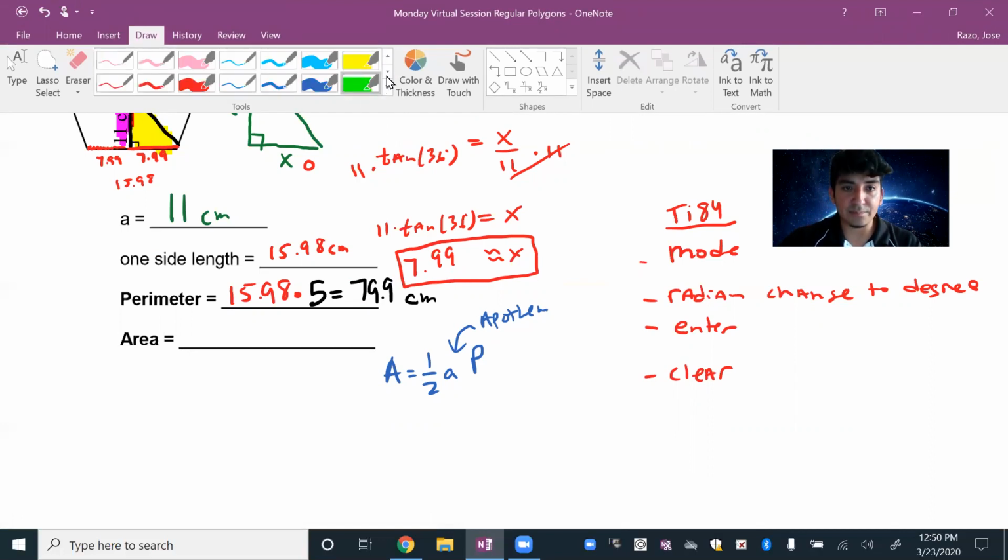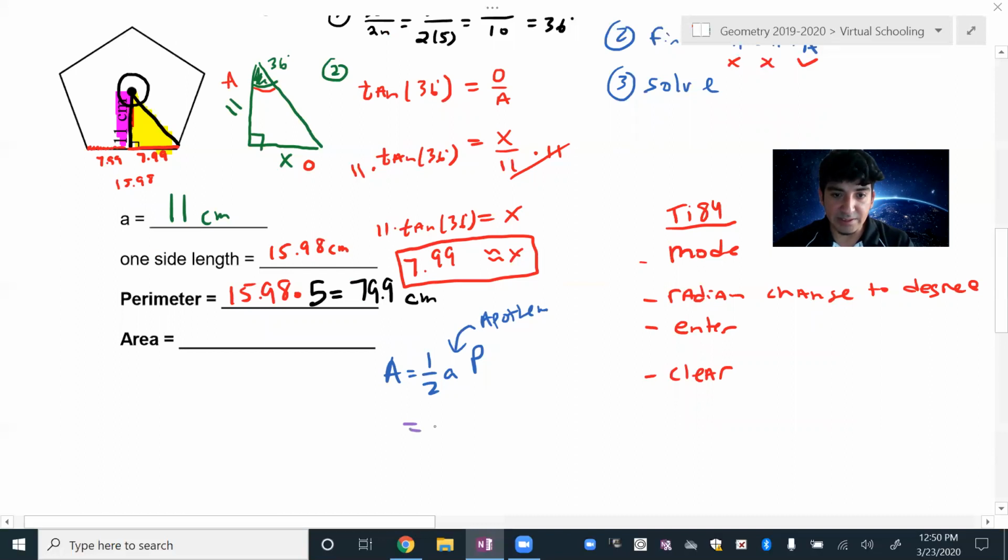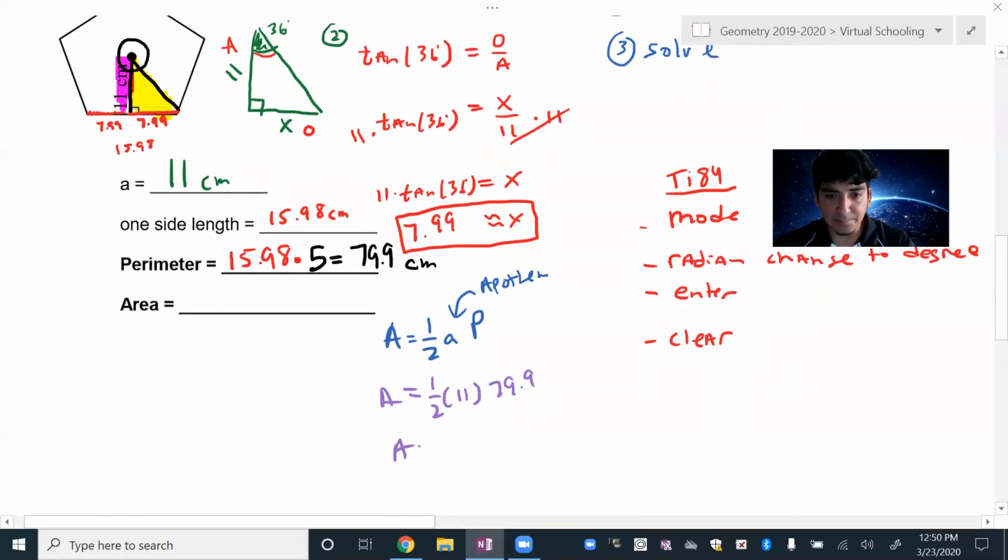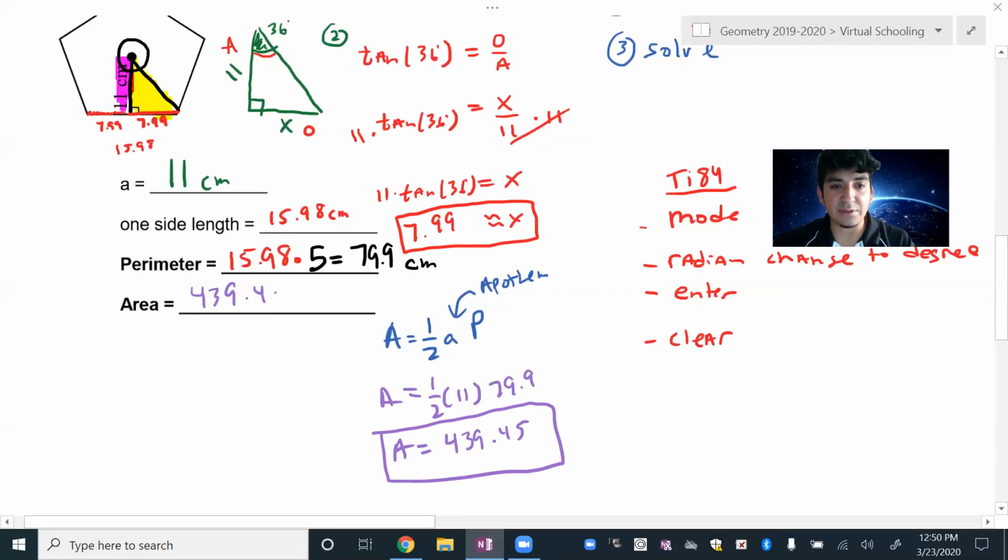If we're solving it, I'm going to fill in what I know. So 1/2, 11 times 79.9. If you plug it into your calculator, let's see what we have. 79.9 times 11, and then you divide it by 2. Then you'll get 439.45. So this is your final answer for this one. 439.45.